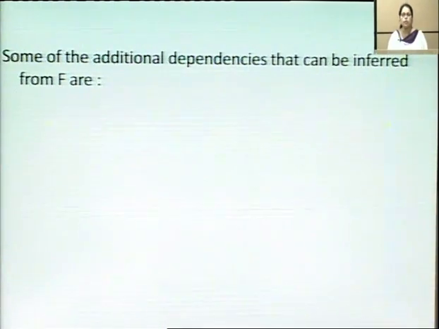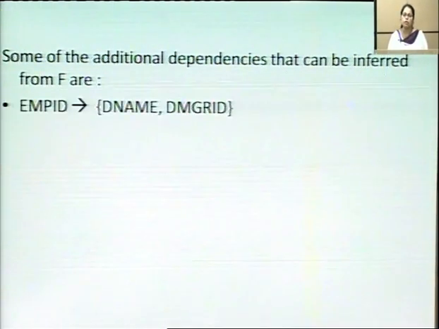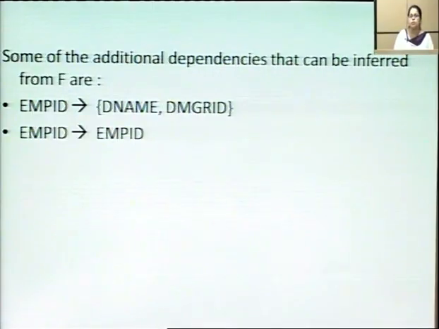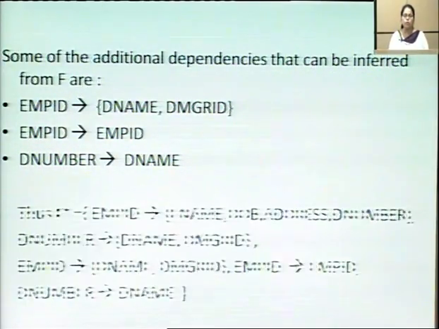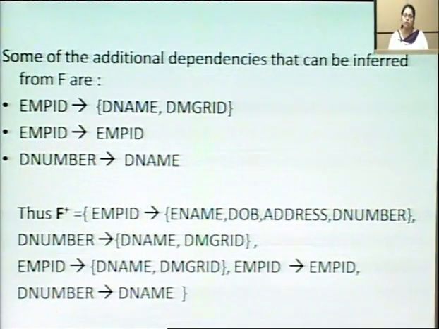Now some of the additional dependencies that can be inferred from F are: employee ID also determines the value of D name and D manager ID, which is inferred using the transitive rule. Then employee ID determines employee ID, that is the reflexive rule. Department number functionally determines department name. So if we define closure of F for the relation, we will add functional dependency 1, functional dependency 2, as well as these 3 dependencies into the set. So together these 5 dependencies represent the closure of F.